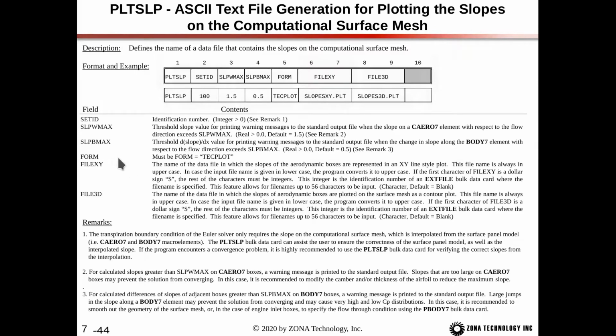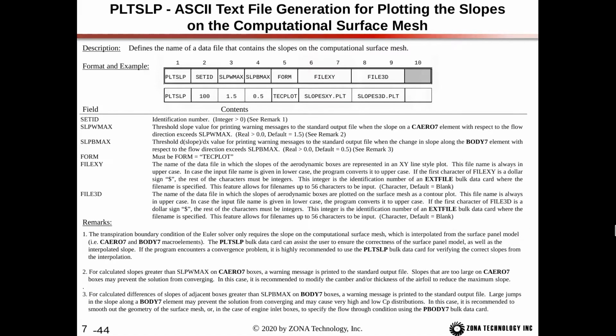Next, we have the actual plot file parameters. So form must be techplot, and then file XY, we have two options. File XY is the name of the data file in which the slopes of the aerodynamic boxes are represented in an XY line style plot. And then file 3D is the name of the file in which the slopes of the aerodynamic boxes are plotted on the surface mesh as a contour plot. So as I've noted, the transpiration boundary condition of the Euler solver requires the slope on the computational surface mesh. So this is very important.